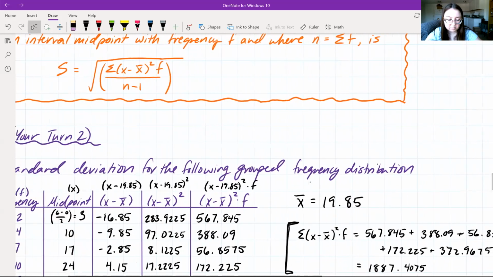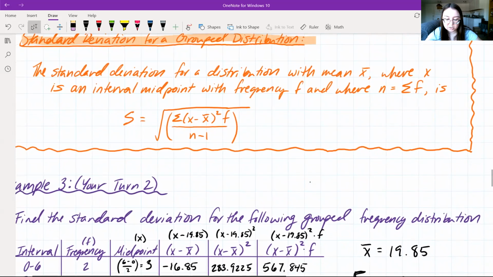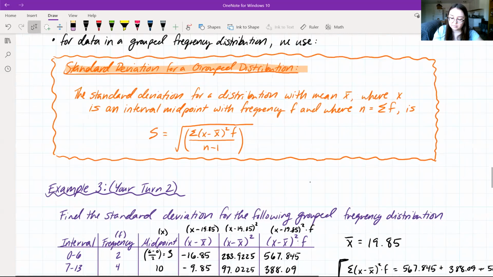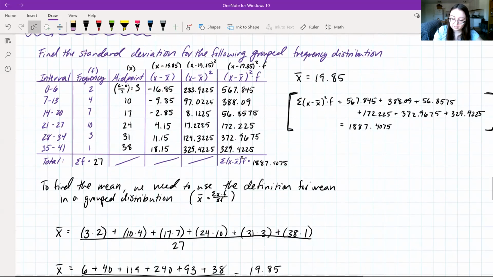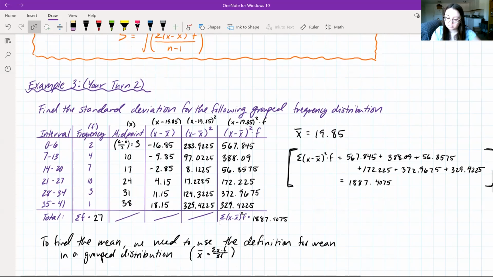So remember, for our standard deviation for a grouped distribution, we found our numerator. See here, we have our numerator here, and we found this value. So making this chart can be really helpful when doing problems like this, because it really takes you step by step on what you should be doing, and then finally it gives you your numerator.